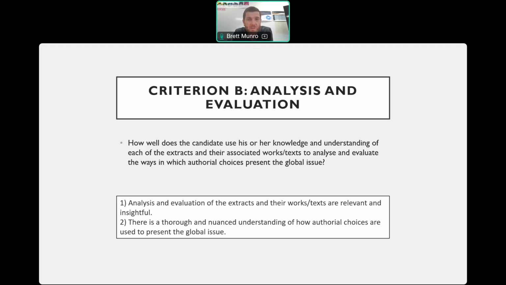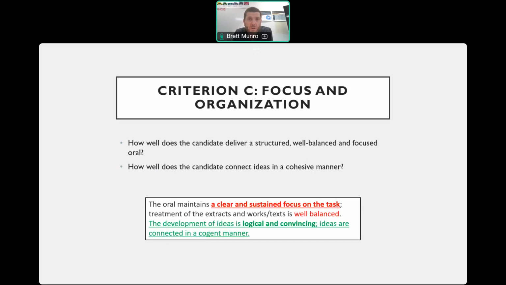There should be a thorough and nuanced understanding of how authorial choices are used to present the global issue. Criterion C focuses on your organisation. In order to perform highly here, you need to maintain a clear and sustained focus on the task. The treatment of the extracts and the works should be well balanced, as I said earlier, and the development of your ideas should be logical and convincing and connected in a cogent manner.